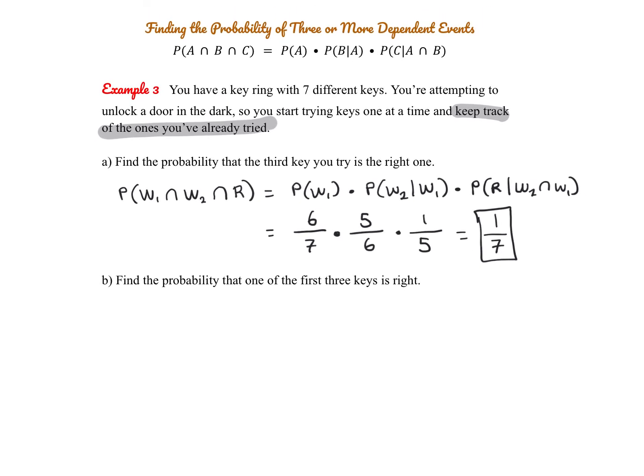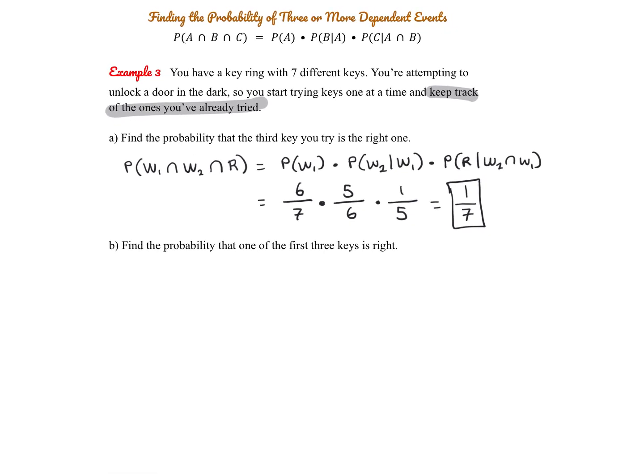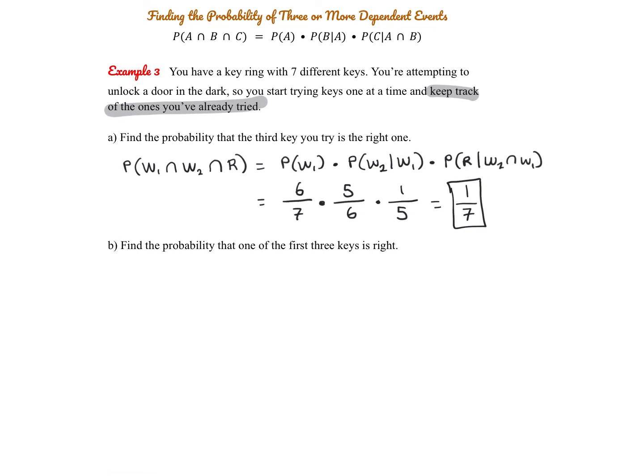All right, let's look at part B. Find the probability that one of the first 3 keys is right. Okay, so there are a few different ways we could approach this, but one way of thinking about this is, for finding the probability that one of the first keys is right, we can actually use the complement. So the complement of one of the keys being right is not one of the keys being right, which would imply that they are all wrong.